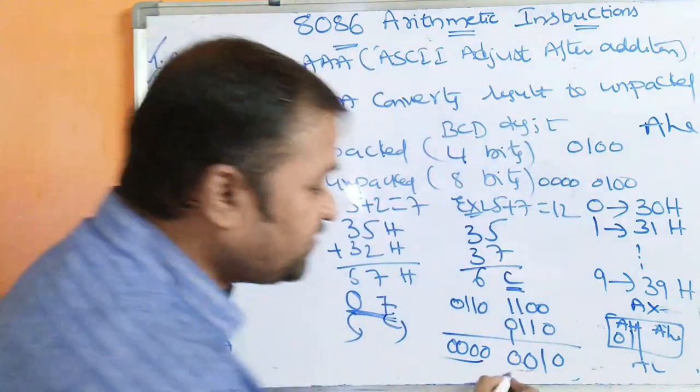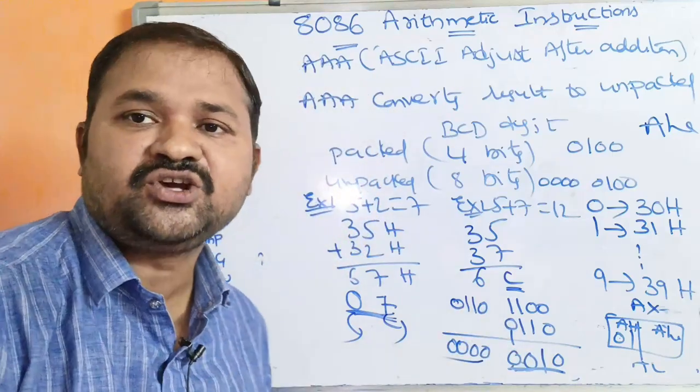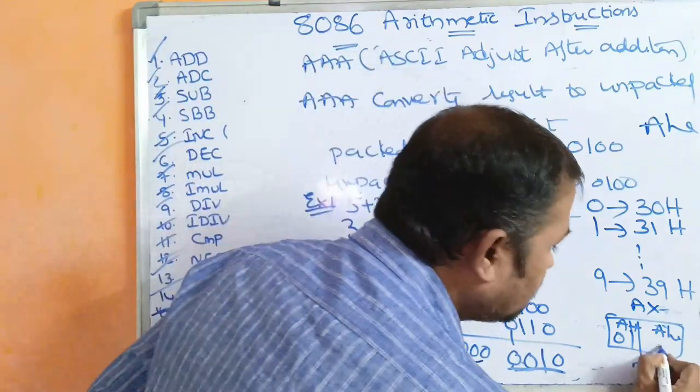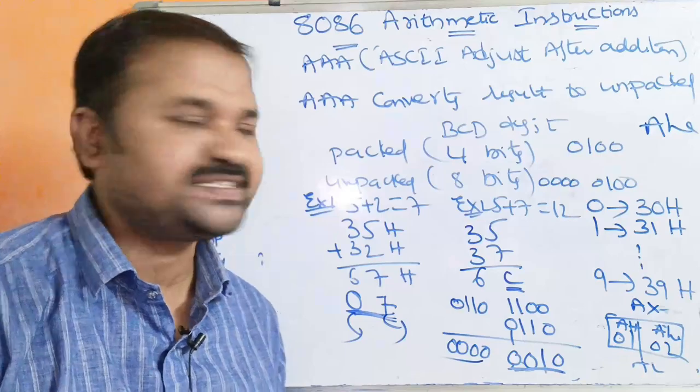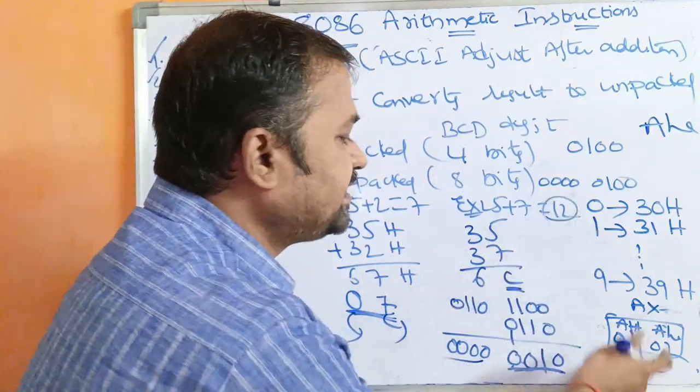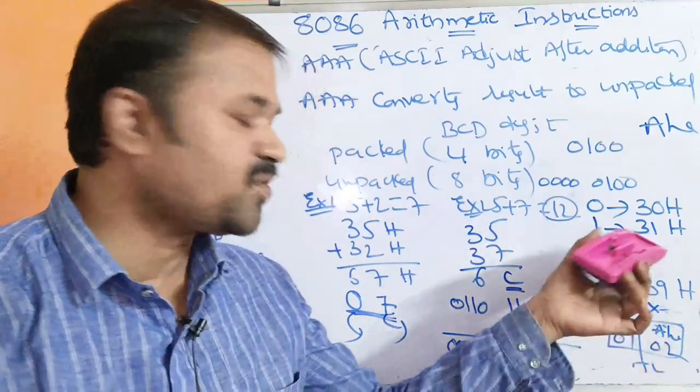So, here what is the result we got? 0, 0, 1, 0. 0, 0, 1, 0 is nothing but what? 2. So, 0, 1, 0, 2 is nothing but what is the result? 12. So, we got the result as 12. So, this is the approach we need to follow.